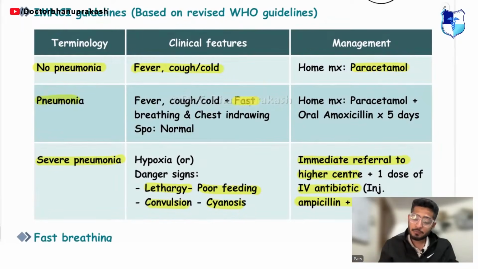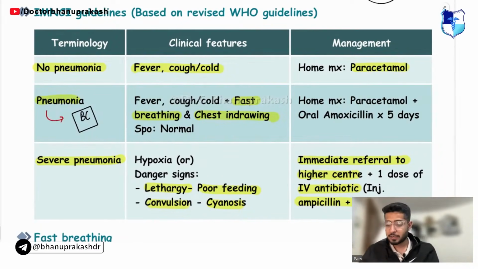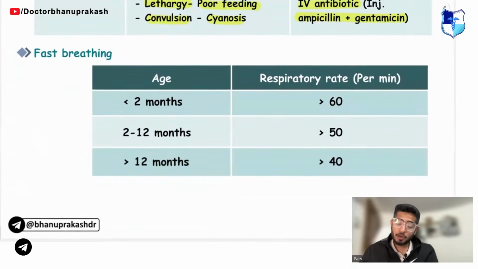But if pneumonia is actually fast breathing, chest indrawing, this you have to understand. So if there is fast breathing, if there is chest indrawing, B and C coming together, then you call it as pneumonia. Otherwise, you don't call it as pneumonia. In this case, you have to give paracetamol and amoxicillin. Okay, right?